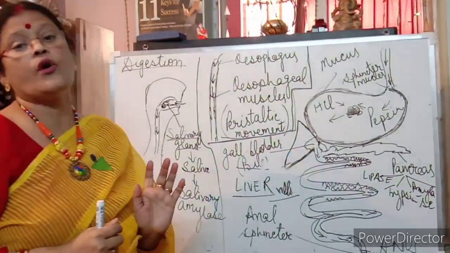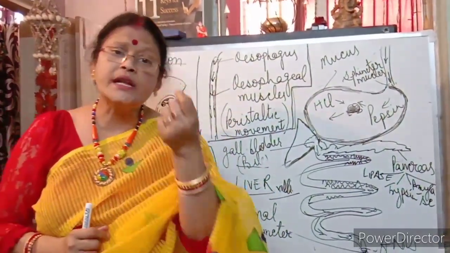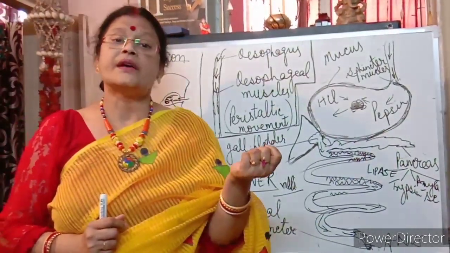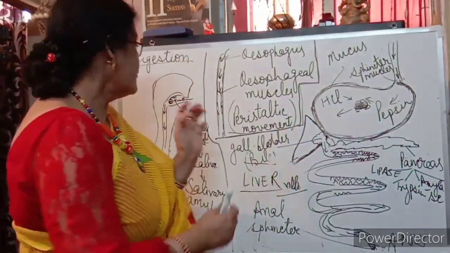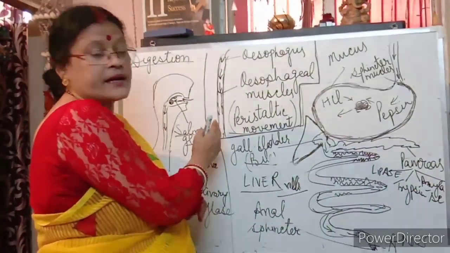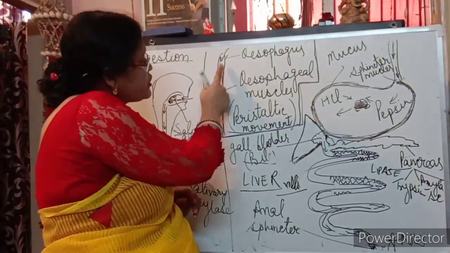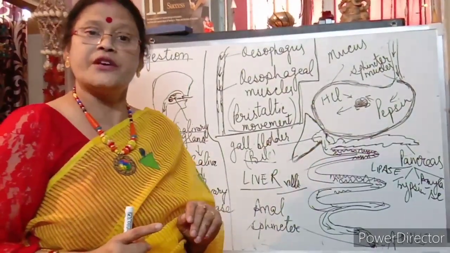This is also called food pipe. One information I want to give to you. What is the total length of the digestive system? That is 9 meters long. Clear? 9 meter. And now food enters inside the esophagus. Now there are esophageal muscles along the wall. These are esophageal muscles. Now what is the role of esophageal muscles?